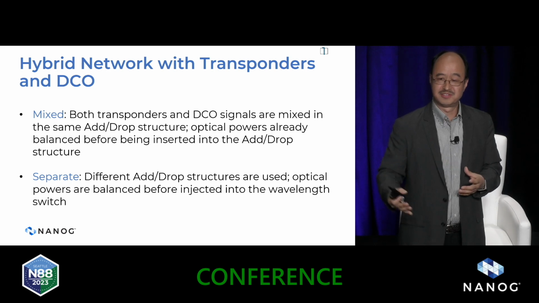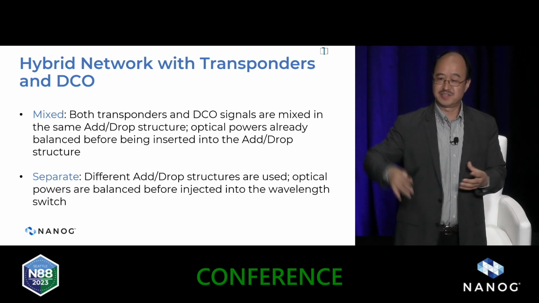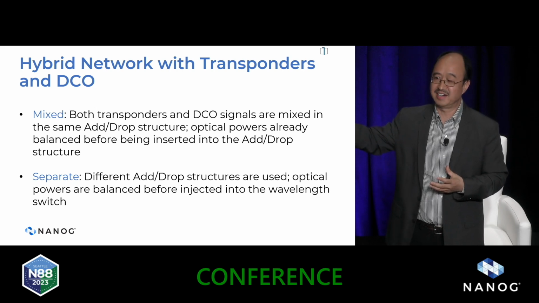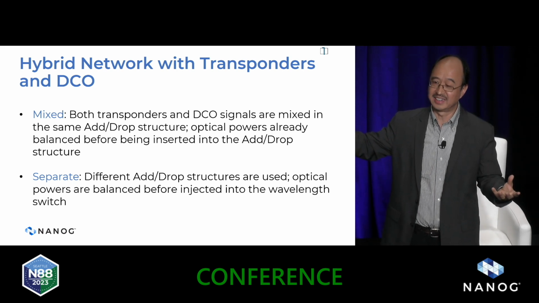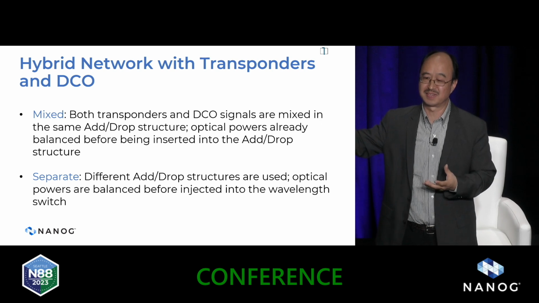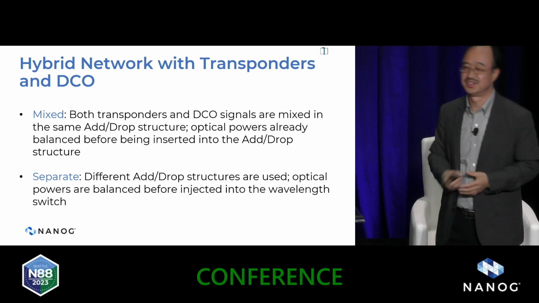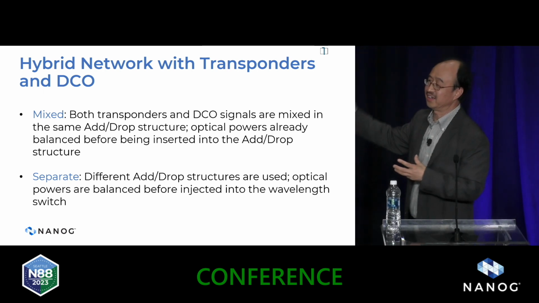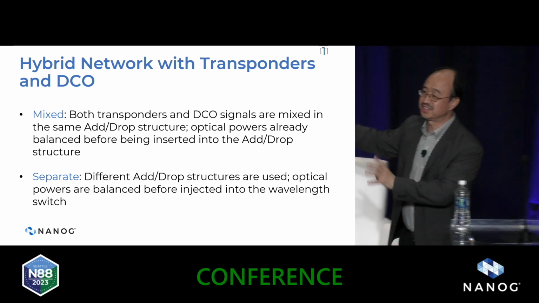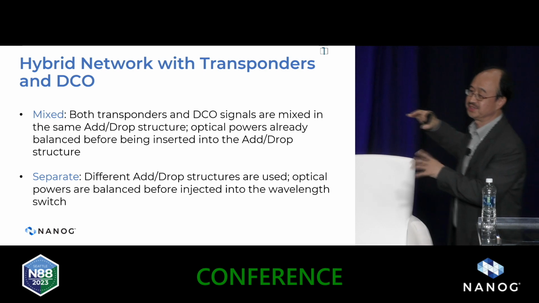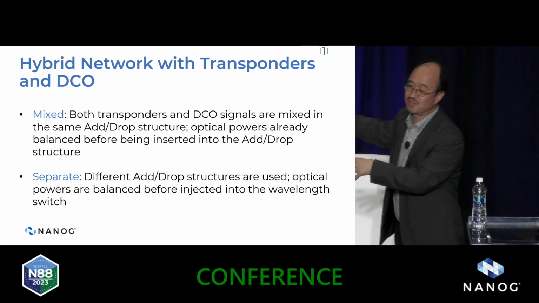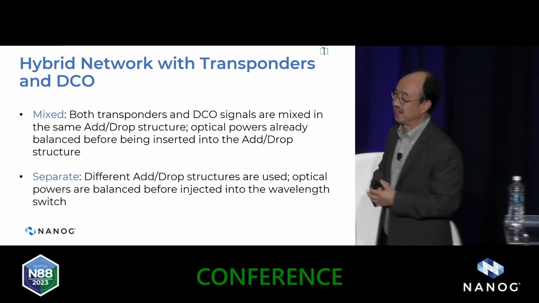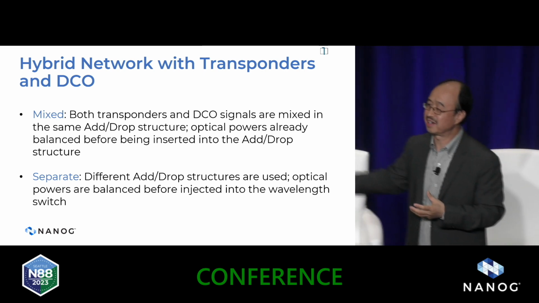When you're doing a migration from transponders to digital coherent optics, it is very unlikely you're going to do it in one day. It's going to take time. It's going to take months, even years. And in the meantime, you're going to run a hybrid network where you still have transponders in your network and you have DCO being inserted into your network. How do you design or operate a hybrid network?